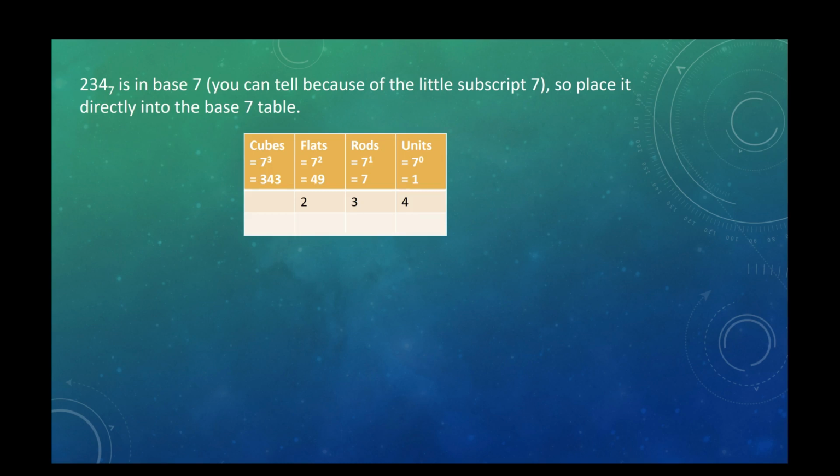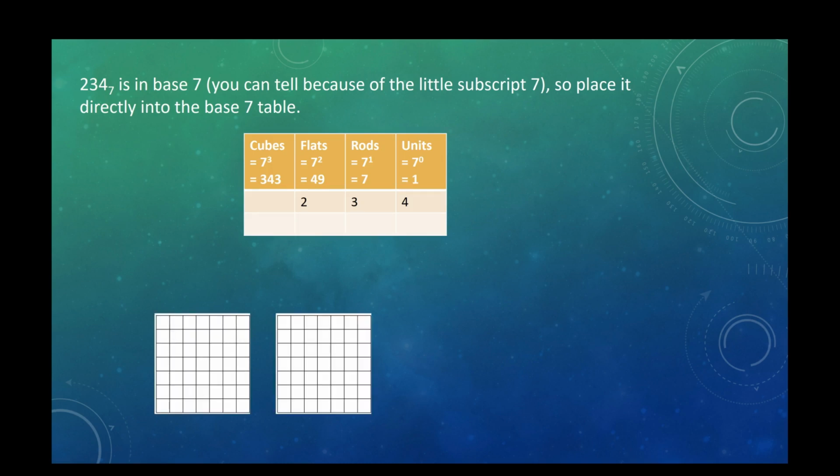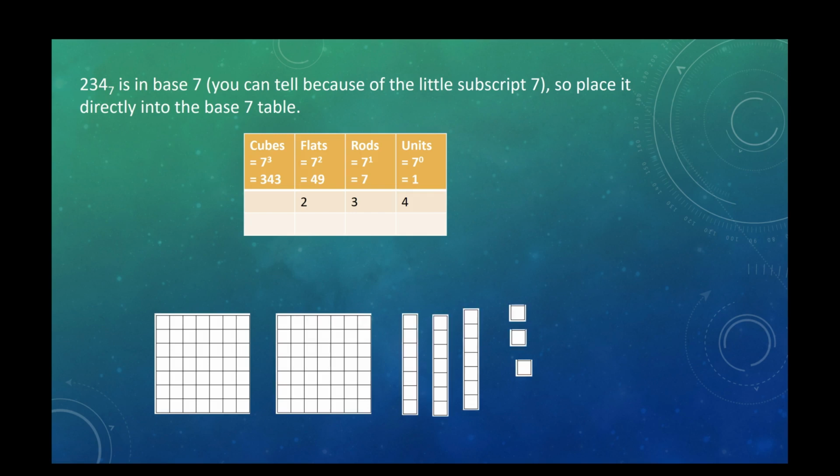So we're going to place that directly into the base 7 table, and we're going to make 2 base 7 flats, 3 base 7 rods, and 4 units. Then we multiply each number by the place value in the table. So we have 2 49 blocks, we have 3 7 blocks, or 3 times 7, and we have 4 units. We just multiply and add. And the answer is 123, which is our base 10 number.